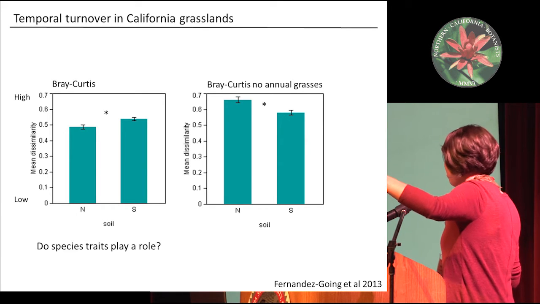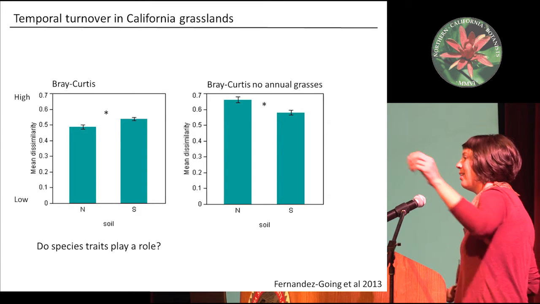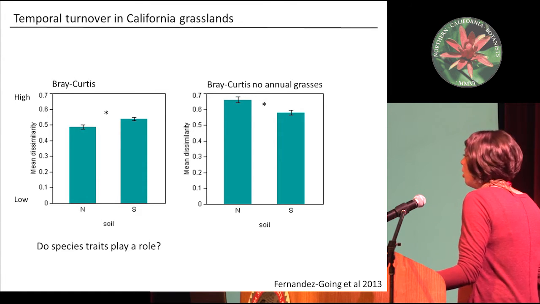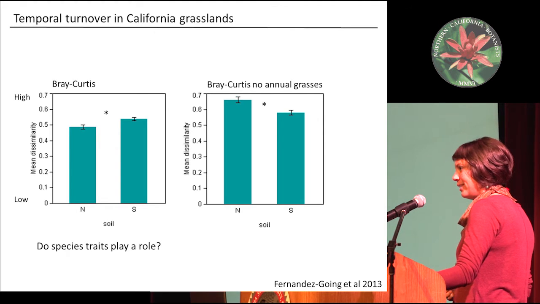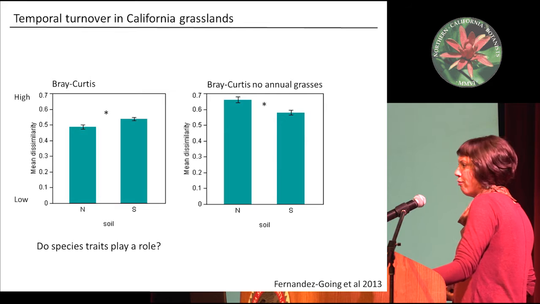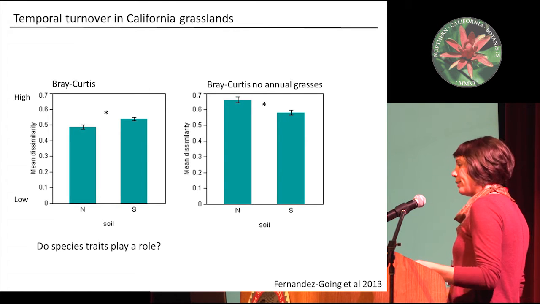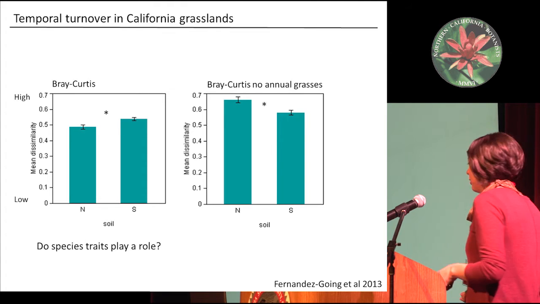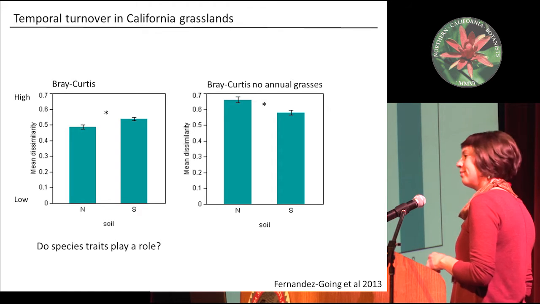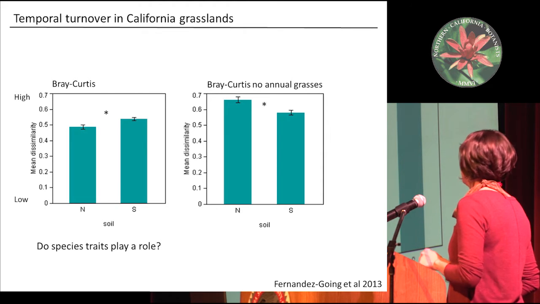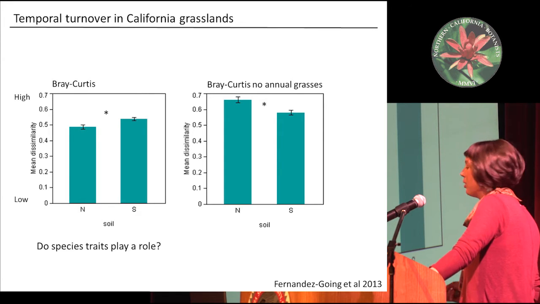You can see this is not the result I was expecting. Serpentine communities appear to be less stable. But if you recall that big difference between the grasslands, which was non-native annual grasses, one might imagine that they could influence turnover patterns. And in fact, other researchers have found annual grasses can be highly dynamic on serpentine soils. So I took them out of the data set, and I find that serpentine communities are more stable, so they change less over time in response to climate.